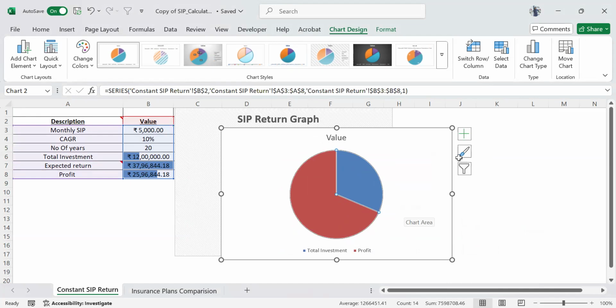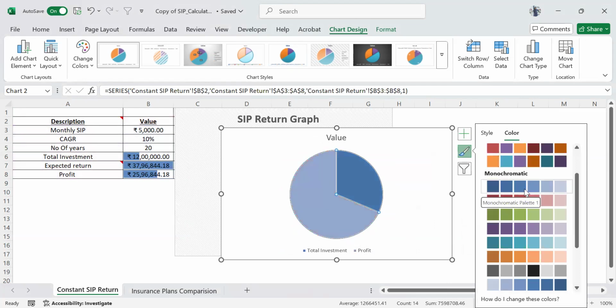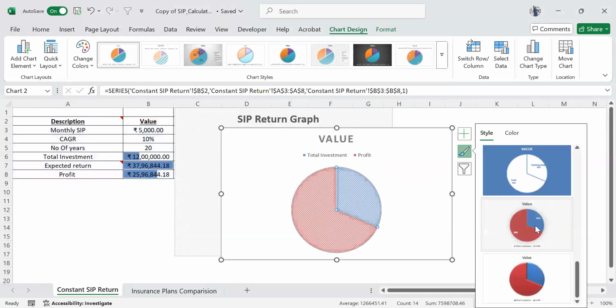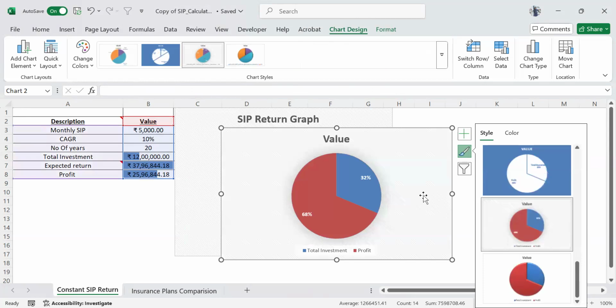If you want to change the color or format it more, you can just go to the chart styles and implement your styles. It can be by changing the colors, the font style, or the styles over here. So this is how this graph has been generated from this particular table.